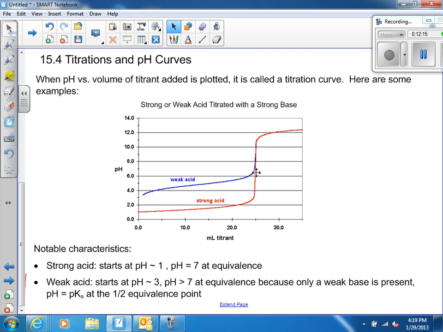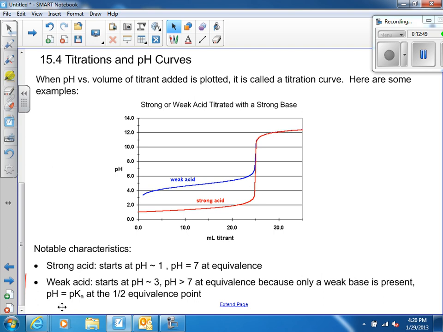Okay, so strong acid, equivalence point right here, pH is 7. The weak acid, halfway from here to the top, you'll notice the equivalence point is about right here, halfway from the top to the bottom, and it's around 9. Notice our pH at equivalence, if you have a weak acid titrated with a strong base, will always be greater than 7. It's because at the equivalence point, all of the weak acid and the strong base are gone. All you have left is a weak base.